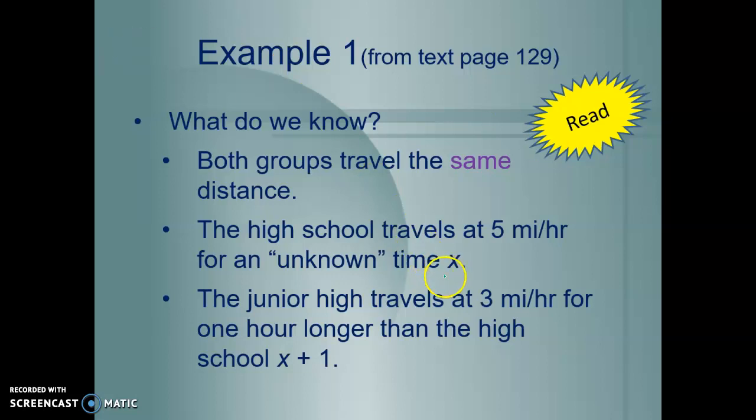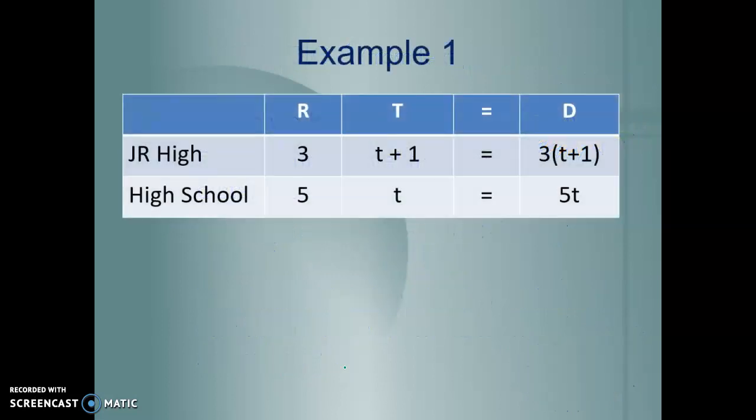So we can represent this unknown time with x, and this middle school time, which is an hour longer, as x plus 1. All right, let's make a plan which in this case involves a chart. We've got our two different groups listed over here on the left, junior high and high school, and then we've got our formula, D equals rate times time, and we're going to fill in what we know. We know that the junior high group is traveling at 3 miles an hour, while the high school group is traveling at 5 miles an hour.